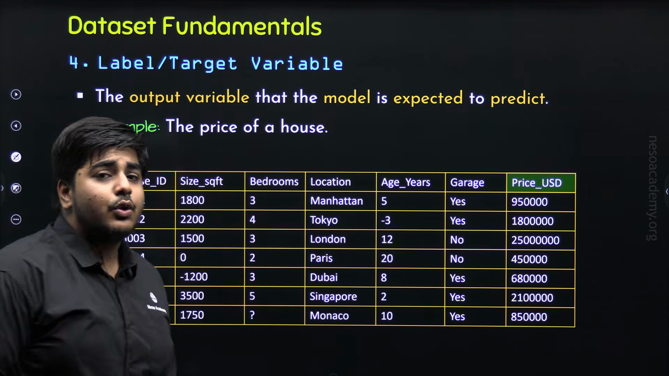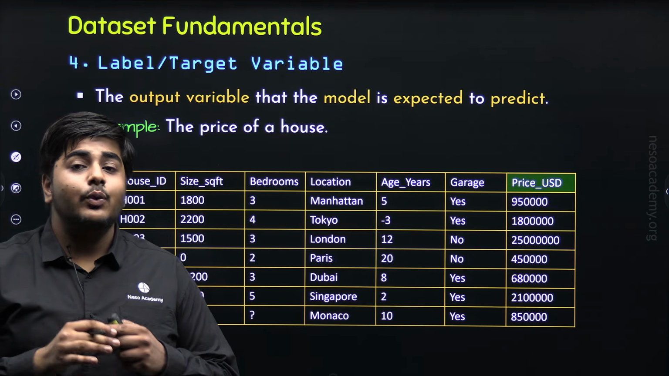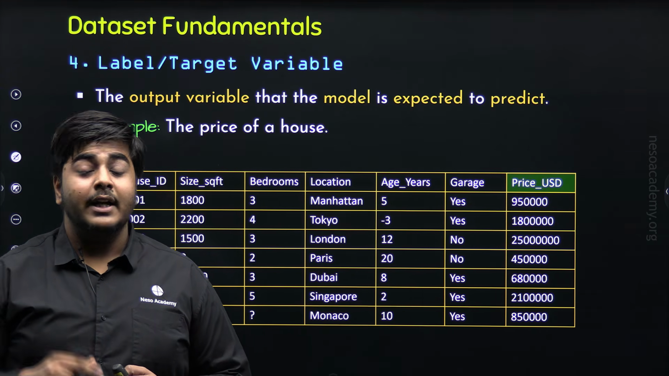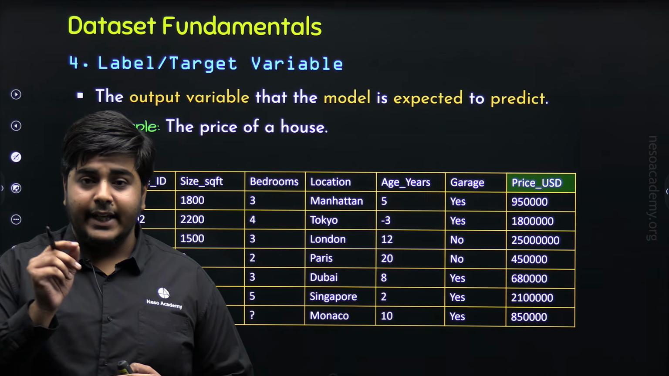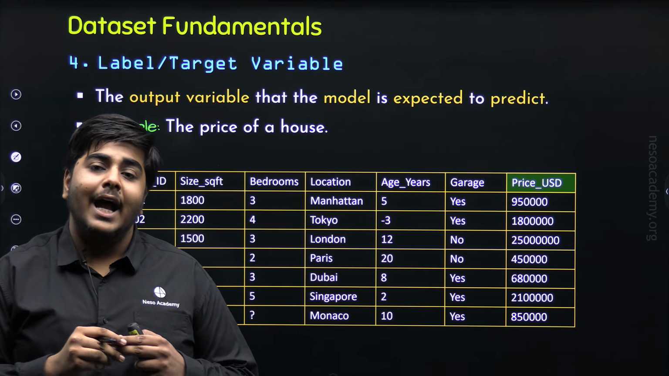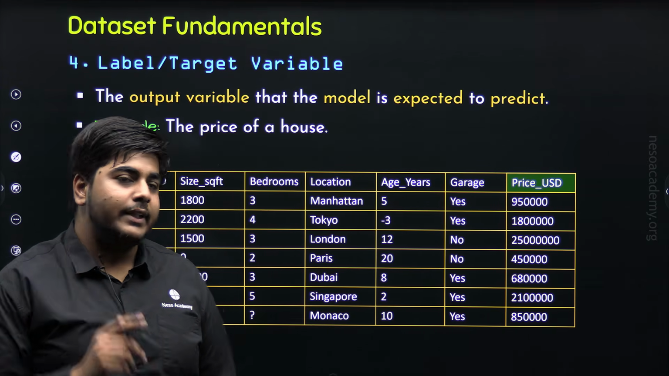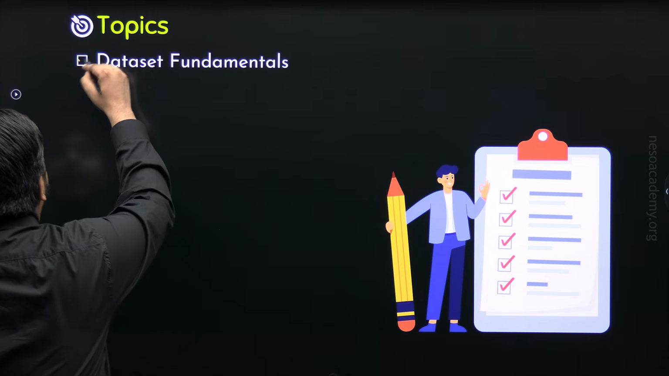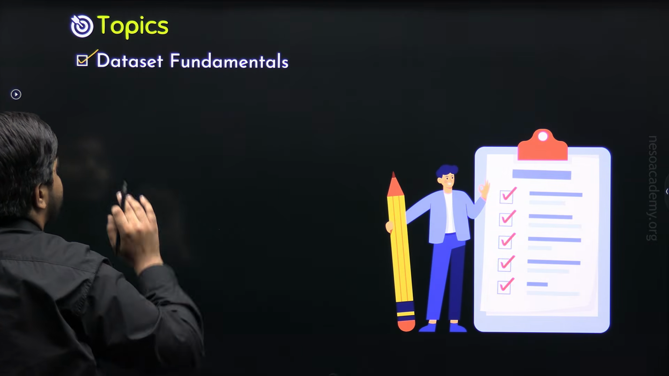So we have understood a total of 4 terms related to datasets in machine learning: dataset itself, instance, feature, and target variable. So in this way, we are done with our topic, Dataset Fundamentals.